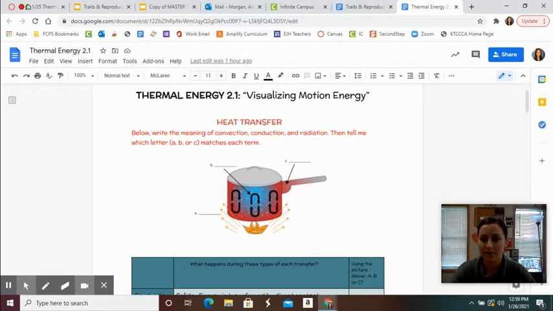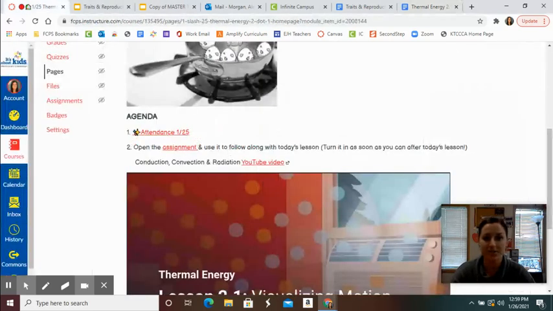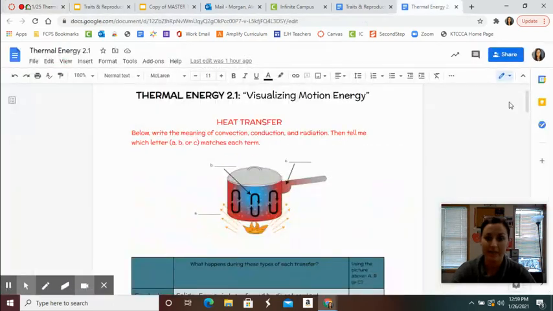When heat is transferred, there are 3 different ways: convection, conduction, and radiation. What I did was I showed this YouTube video, and it gives you some examples and goes through it. I'm not going to show it to you over this recording because these recordings don't pick up sound very well, but that is linked there for you to watch. Then we went through the meanings of them and talked about the different examples and things like that.